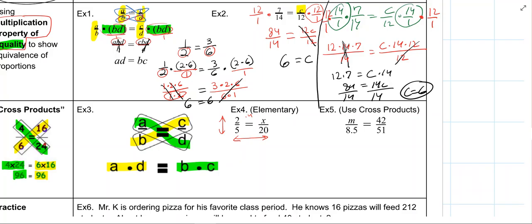So let's go ahead and do cross products right now. 2 times 20 is equal to 5 times x.